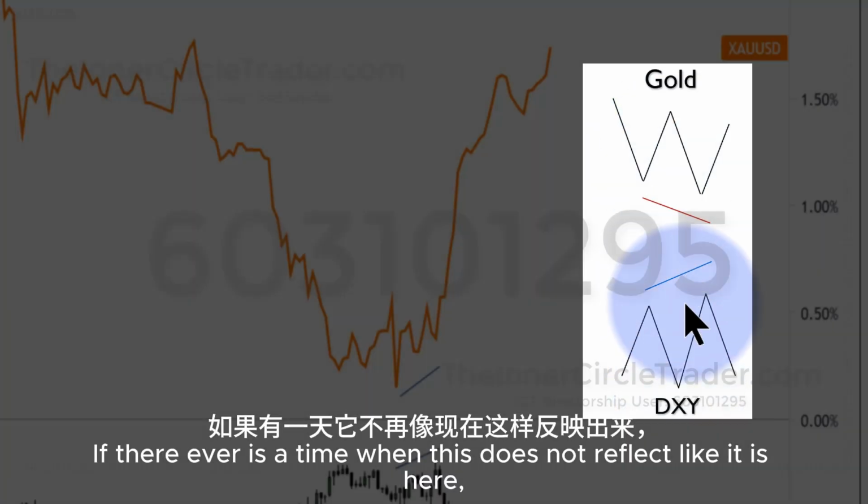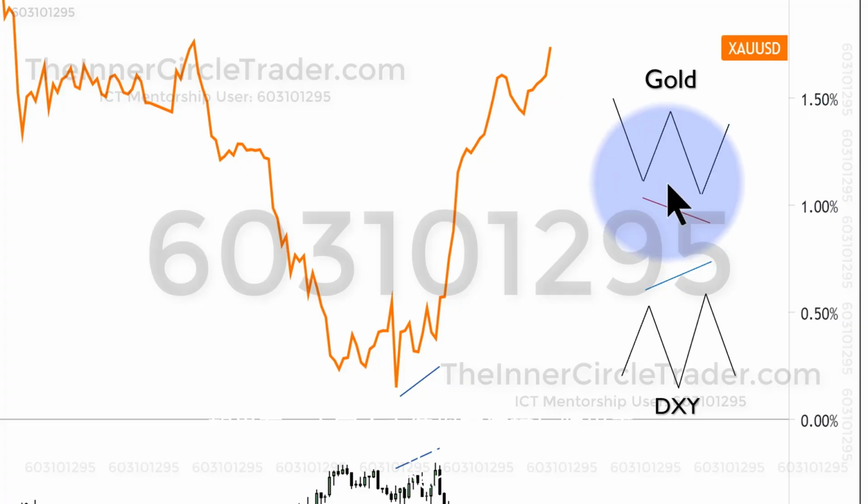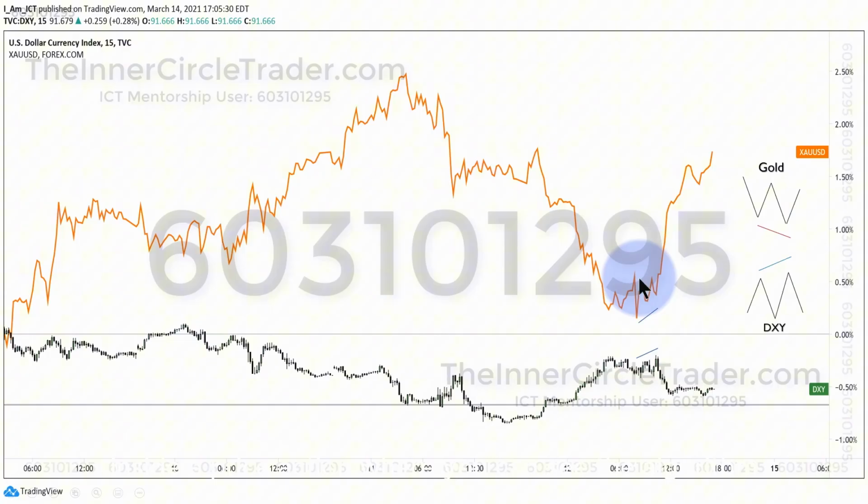If there ever is a time when this does not reflect like it is here, it is an x-ray view inside of price action where you can see the algorithm cracking, if you will. It's like a small little signature, so that way when you see that, something is going on behind the scenes, and it's usually accumulation. And you can see they've accumulated gold here in the form of longs, targeting this area up here for liquidity. And that's exactly where price went to. There. So that was your homework.